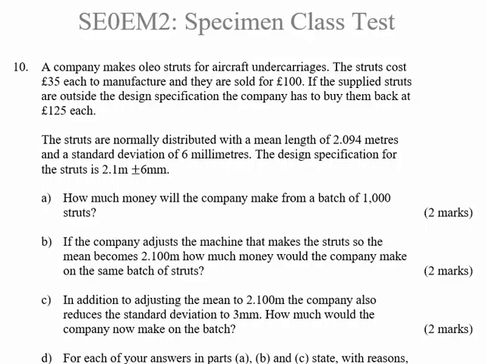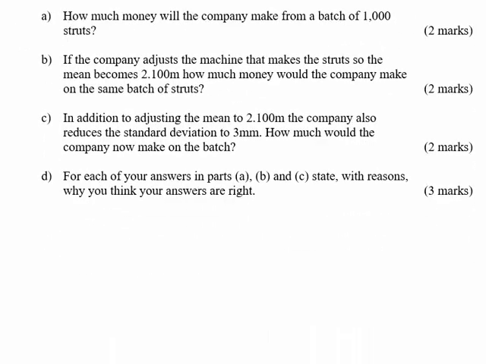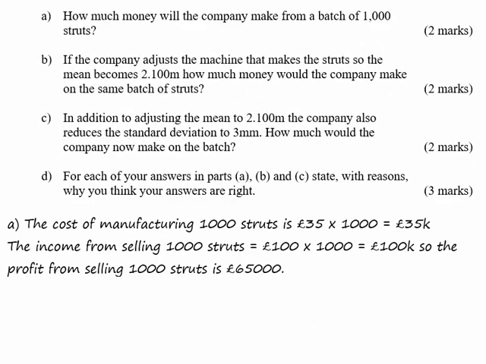So part A, how much money will the company make on a batch of 1,000 struts? They cost £35 each to manufacture, so that's £35,000 to make 1,000 struts. You sell them for £100 each, so you'll make £100,000 on the sale, but you have to take from that the cost of production, which is £35,000, so you make a net profit of £65,000 out of 1,000 struts.